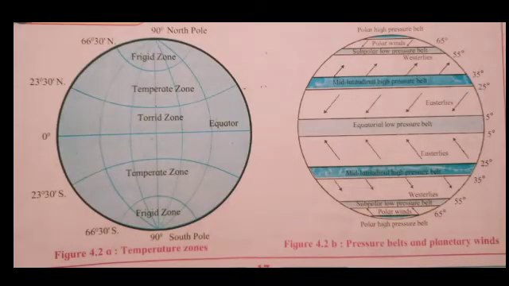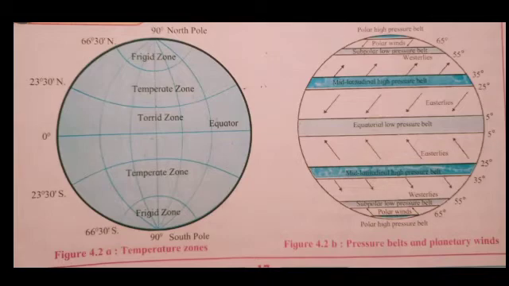Now, observe these two images carefully. Temperature zones and pressure belts are interrelated to each other, but the latitudinal extent of the temperature zone is much larger while pressure belts are narrow. The uneven distribution of temperature influences the distribution of air pressure too. This leads to the formation of low and high pressure belts horizontally between the equator and the poles.